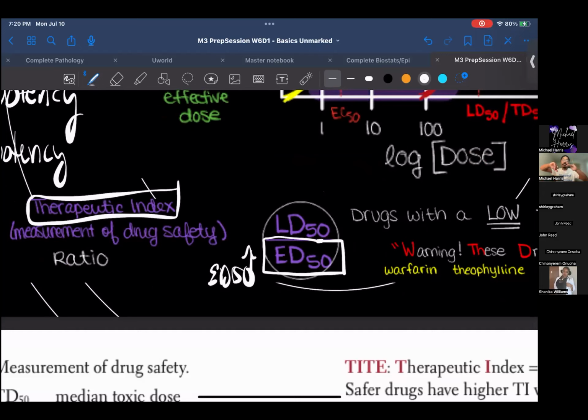So you're dividing by ED50. Since you're dividing by ED50, it goes down. Okay? So your therapeutic index goes down, meaning you have less wiggle room before you reach adverse events. Yes, perfect. It's more dangerous.